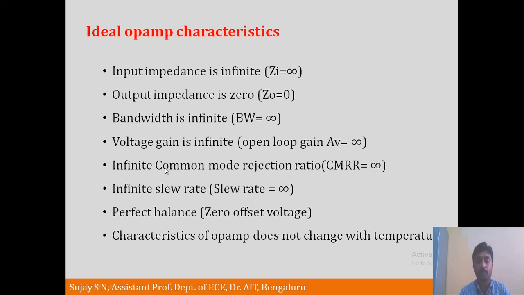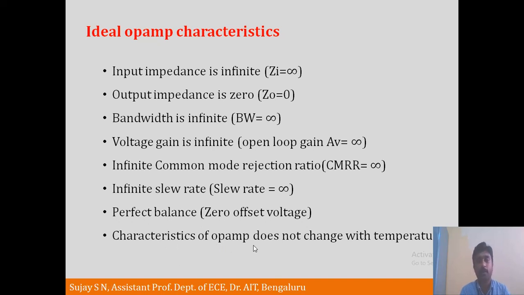It will reject the common signal. Common mode rejection ratio is infinite. And infinite slew rate. As you know, slew rate is the rate of change of output. The rate of change of output is infinite. Perfect balance. Perfect balance in the sense that when there is no input voltage from V1 and V2, output will be 0. Zero offset voltage. And characteristics of Opamp do not change with temperature.